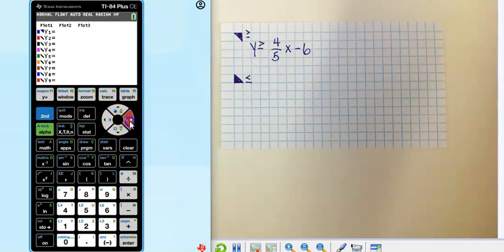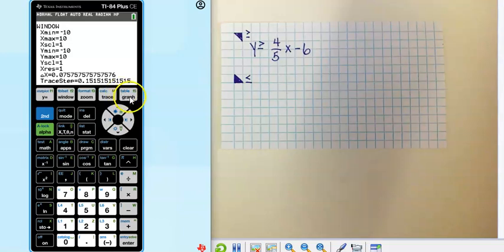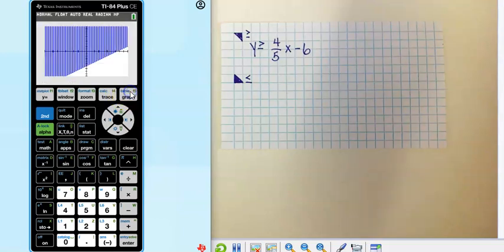Okay, so I've got my greater than or equal to, and now I'm going to go back over there and enter my equation. 4 fifths, I'm going to put as a fraction. If I do that, make sure I put it in parentheses. Otherwise, it's going to think that the x goes in the denominator with the 5, and you don't want to do that. Okay, so 4 fifths in parentheses, x, and then minus 6. Window settings, that should be okay. Negative 10 to positive 10, and then hit the graph.